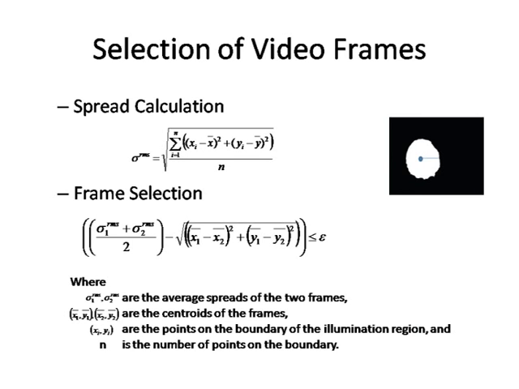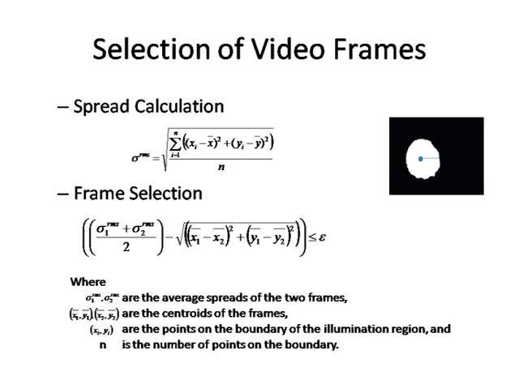After selecting the centroid of each frame, we calculate the average spread of each ellipse using the first formula. This is also illustrated using the figure shown. We select only those frames which satisfy the second formula. It conveys that the average spread of the two frames should be close enough to the distance between the centroids of their illumination region. We start with the first frame of the video and select the next frame which satisfies this criteria as the second frame.